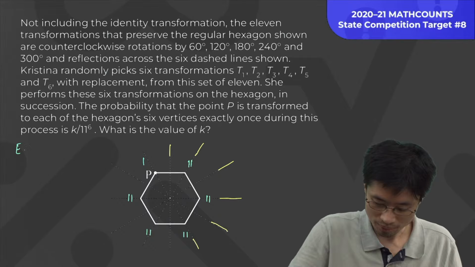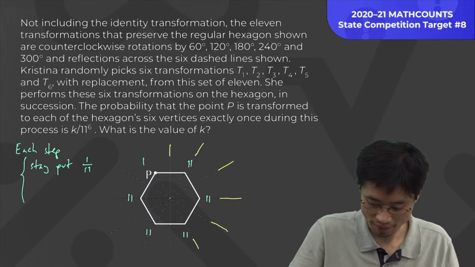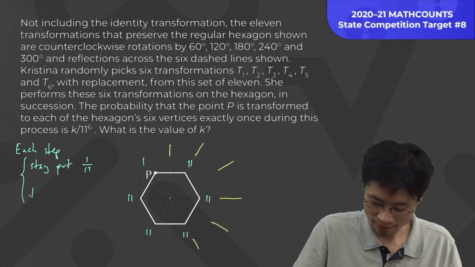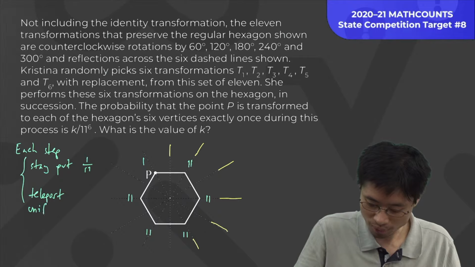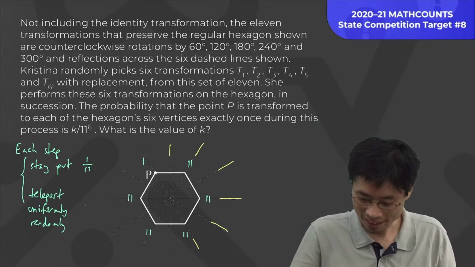Each step, what happens is you stay put, and that's a probability of 1 over 11. Or you teleport uniformly randomly. Uniformly randomly means where you go, you just go somewhere, okay? And that one is going to be with probability 10 over 11.